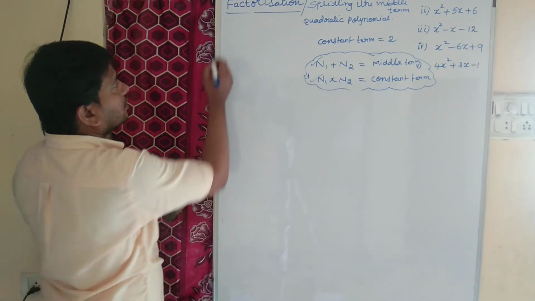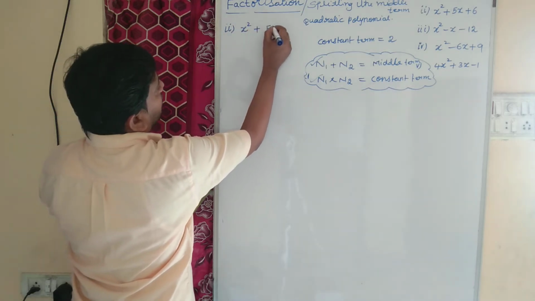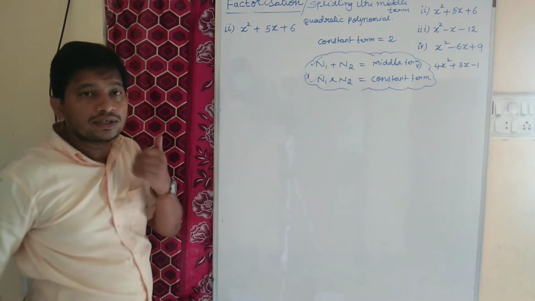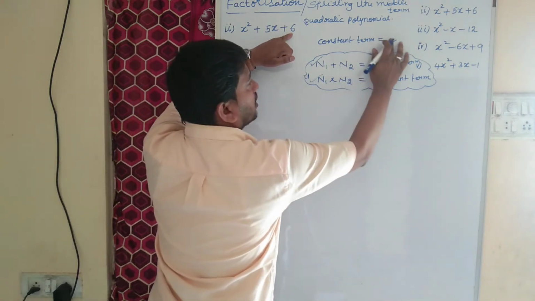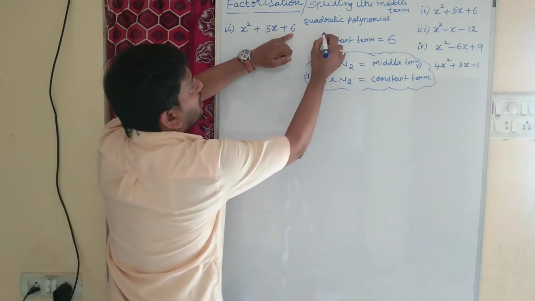x square plus 5x plus 6. Yes students, here what is the constant term? Here the constant term is what, children? Constant term is 6, children, right? What is the middle term here?